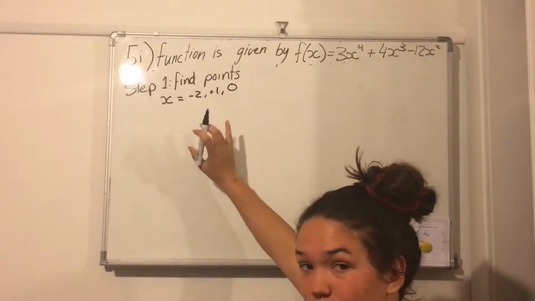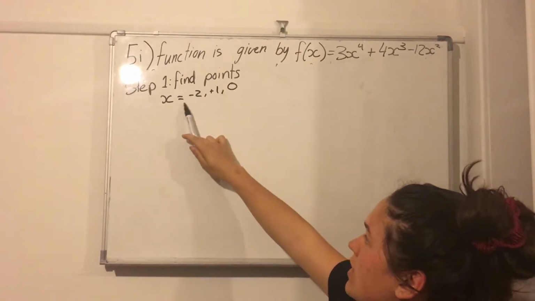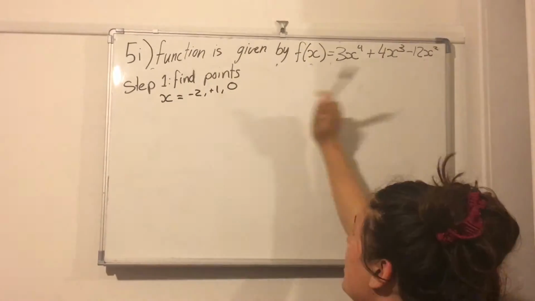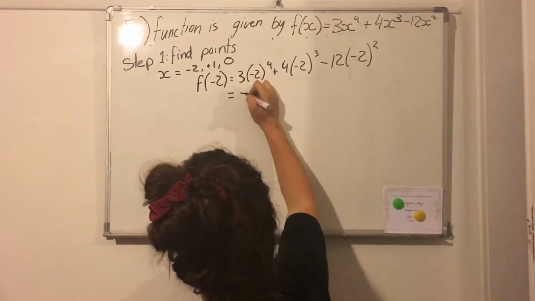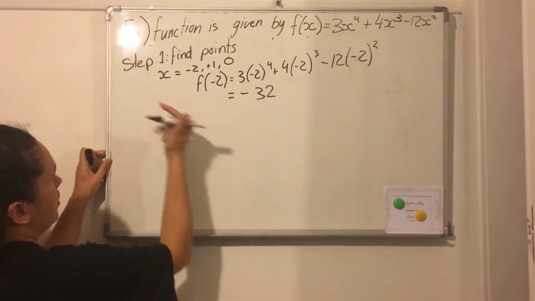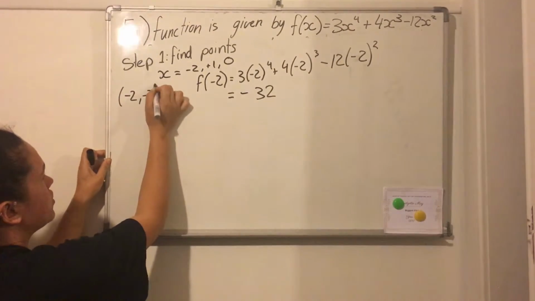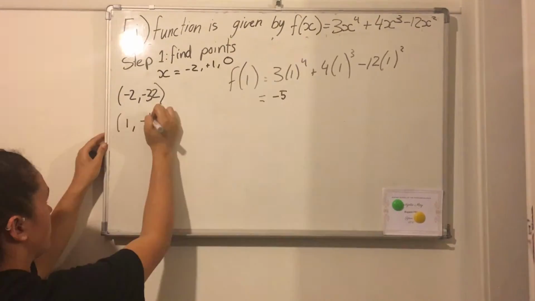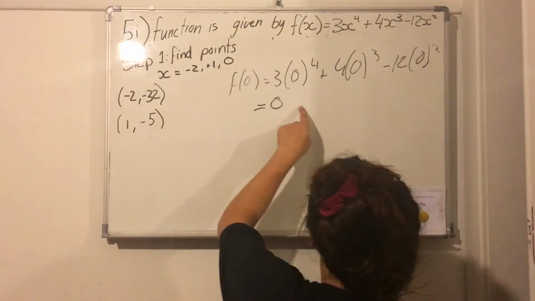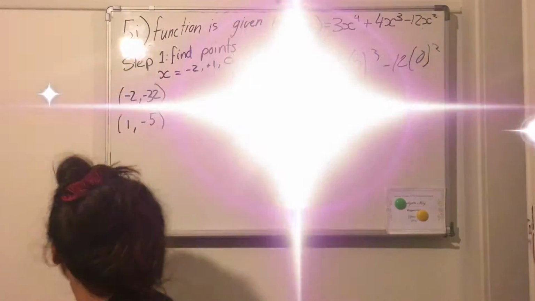Alright, I found the x values of all of these points, but I still need to find the y values. So what I'm going to do is substitute these x values into the original equation, and therefore determine what y equals. When x is -2, y is -32. Now we're going to repeat that process for the other 2 points. Figure out 0 plus 0 minus 0 is 0.